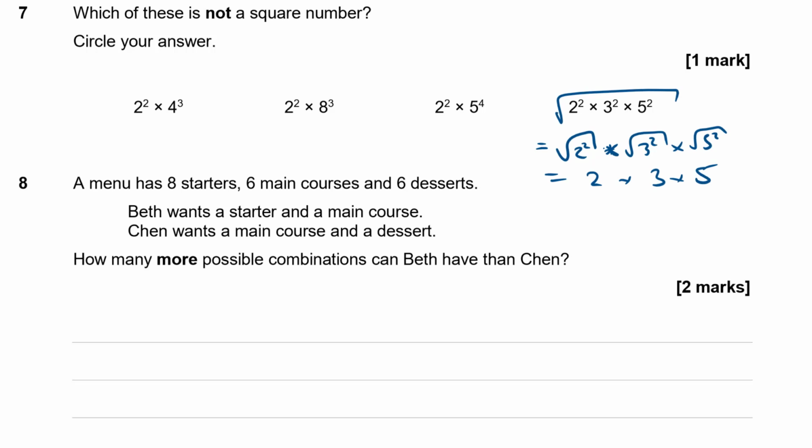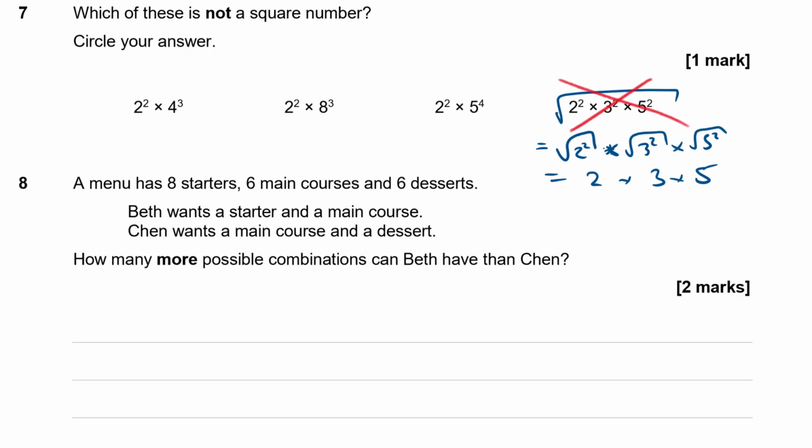Okay, 2 times 3 times 5, that's 6 times 5 is 30, isn't it? So that is a nice number. It's a whole number. So 30 squared is that number above. That makes 2 squared times 3 squared times 5 squared a square number, and so not the one we are looking for. If I can square root it nicely, then it is a square number and not the one I'm looking for.